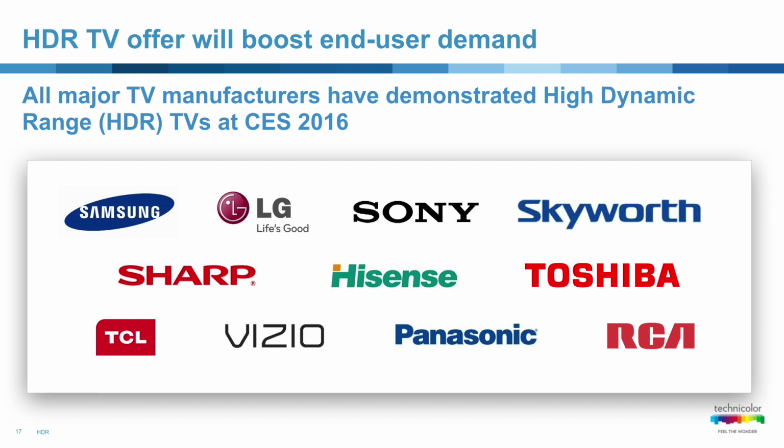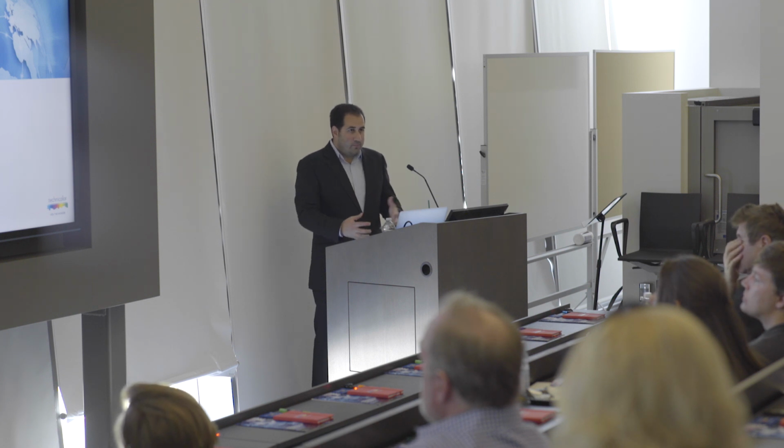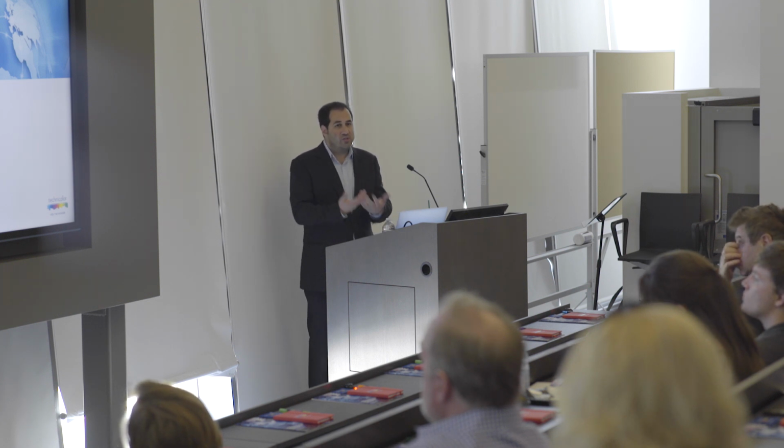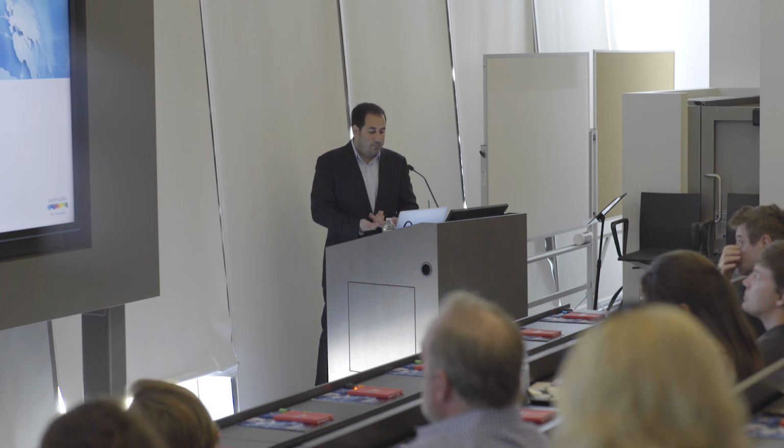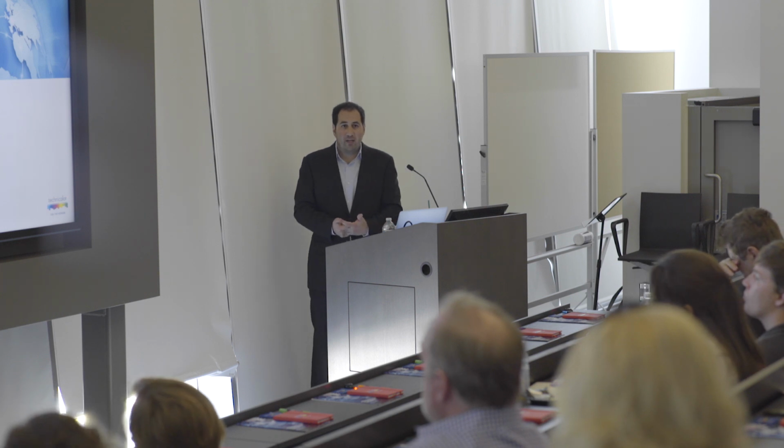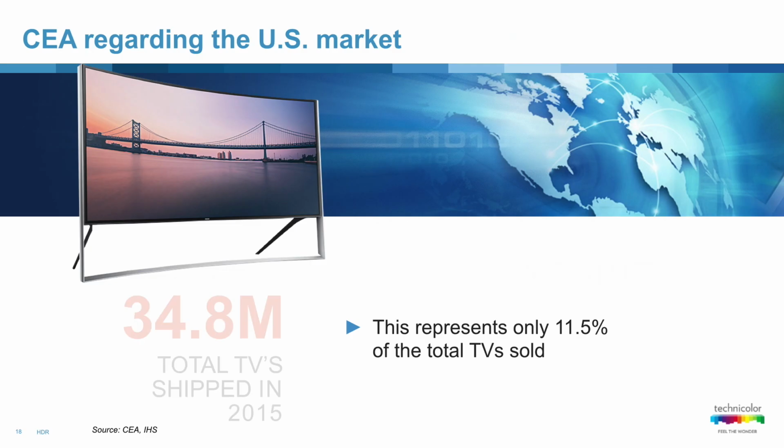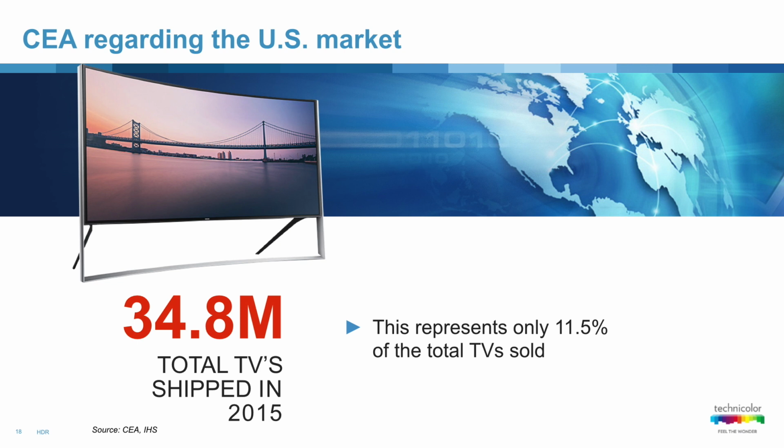All major television manufacturers at this CES announced a high dynamic range screen. Not all high dynamic range screens are the same. I need to point this out, and I'll point it out in greater detail later, but just because it has the letters HDR doesn't mean it is HDR. So I'm going to break down the numbers a little bit just so we understand what's actually going to hit and impact the marketplace. If we look at 2015 numbers of televisions sold, in the United States, 34.8 million TVs were sold in 2015.